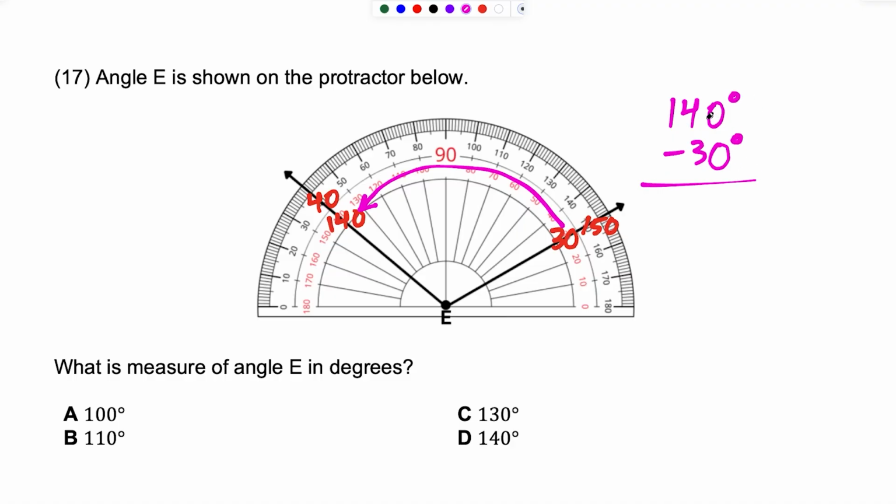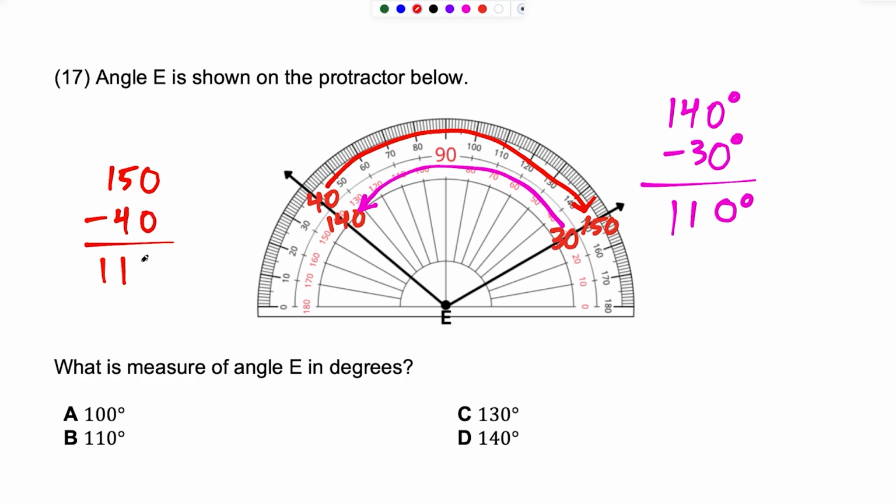And that gives us, we have 0 minus 0 is 0, 4 minus 3 is 1, and the 1 just carries down. We get 110 degrees. Now, let's say you would rather use the other numbers. You would rather say, okay, I'm going from 40 to 150, like this. You could also do 150 minus 40, and this also gives you 110.